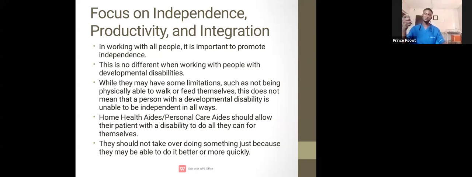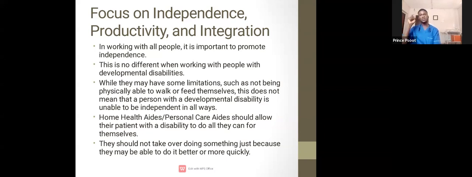Like those people with autism, it is a developmental disability because they lack communication skill, but then some of them have high intellectual skill. So that is a strength. From the high intellectual capacity they have, as home care aides, we are concerned with helping them to be as productive as possible within the range of their strengths, and also integration. Integrate them. You can do this, you can do that. Help them to do it. Make them do it. In working with all people, it's important to promote independence.